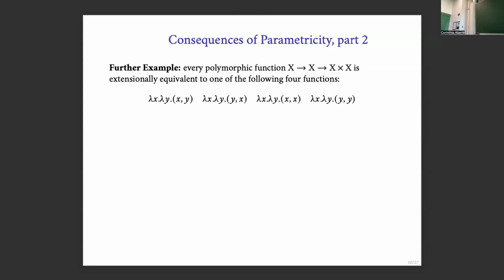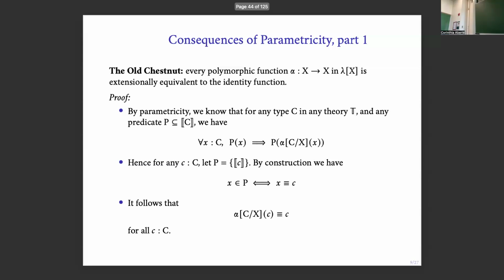But we can't prove in that theory that it is there. Right, yeah. It just has that effect on closed terms. Yes, exactly.